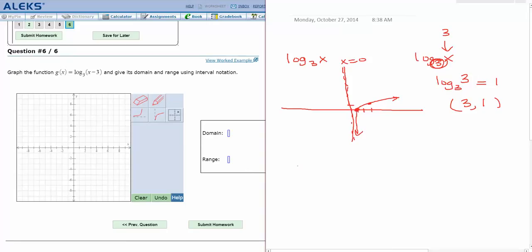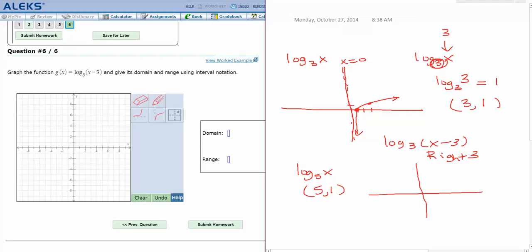For instance, if you have log base 5 of x, then you would let x equal 5 and your y would be 1, and you would plot that point. So it's a very easy thing to do. So now that you know these 2 points, you're going to shift the graph. So if I have log base 3 of x minus 3 in parentheses, that is going to shift the graph right 3 units. So the first thing I would want to do on ALEKS is graph that asymptote.